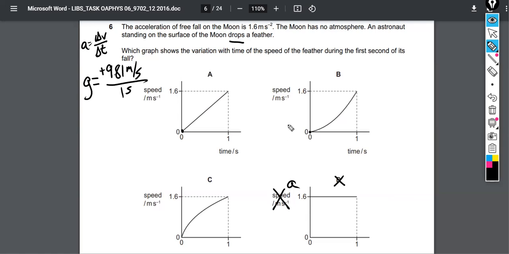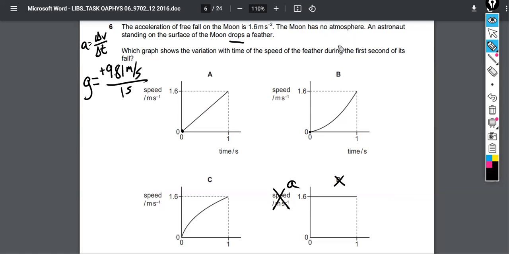Question 7, which we're going to do in a moment, we're back on Earth and we're dropping a tennis ball out of a tall building. Something to look forward to. But while we're still considering this feather dropping on the moon, the moon has no atmosphere.